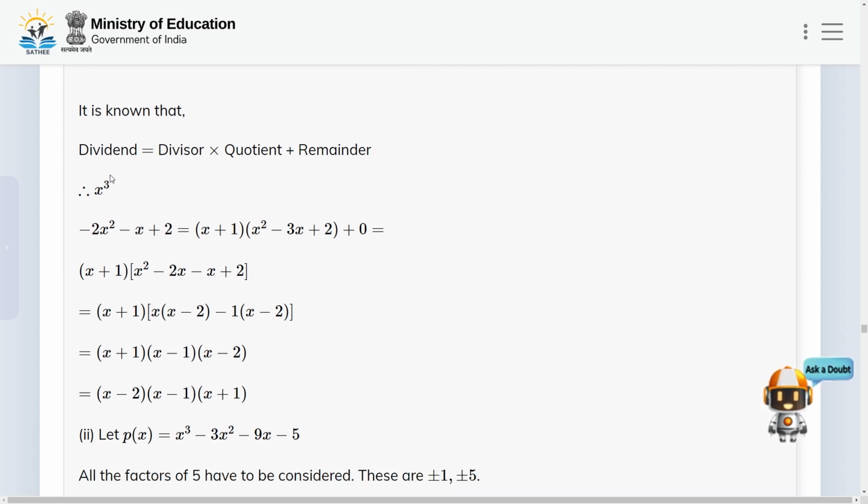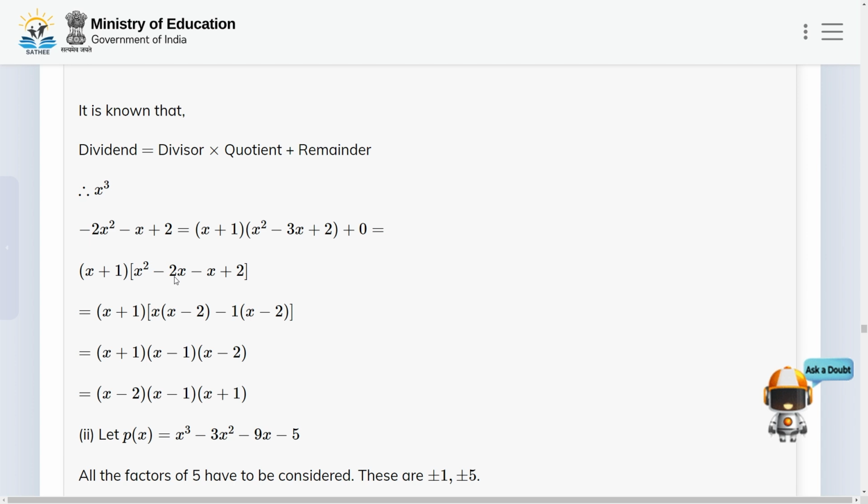Okay, so here the cubic polynomial x cube minus 2x square minus x plus 2 is equal to x plus 1 times x square minus 3x plus 2, plus remainder 0. So this is equal to x plus 1 times x square minus 3x plus 2, and here we can now factorize x square minus 3x plus 2.